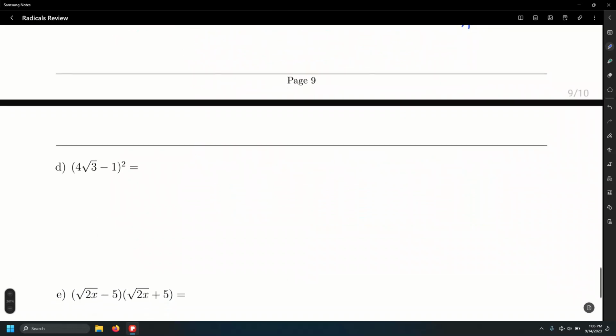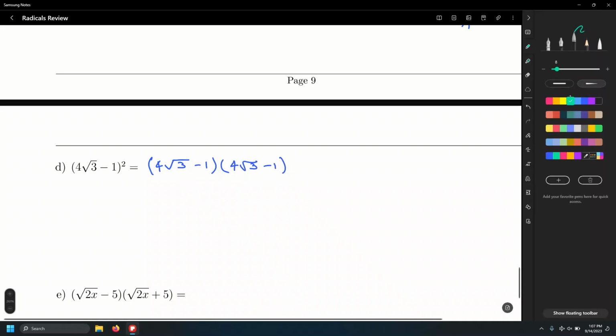Okay, so for letter D, 4 root of 3 minus 1, all quantity squared. Alright, so in this case, that doesn't look like a product of two binomials. However, it looks like a binomial square. Well, that square really means that we can rewrite this binomial, 4 root of 3 minus 1, and multiply it with itself as many times as the exponent tells us, in this case 2. That is 4 square root of 3 minus 1 times 4 square root of 3 minus 1.